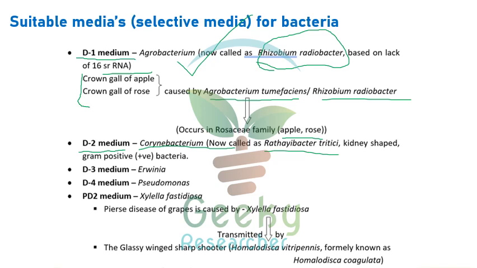So, it is actually a kidney shaped bacterium, and it is also a gram positive bacterium. D3 medium is recommended for Erwinia. D4 is for Pseudomonas. PD2 is for Xylella fastidiosa.